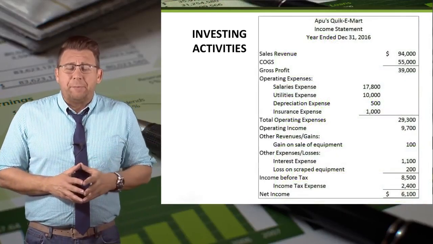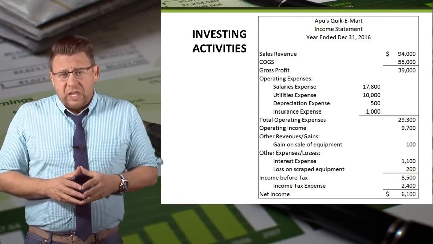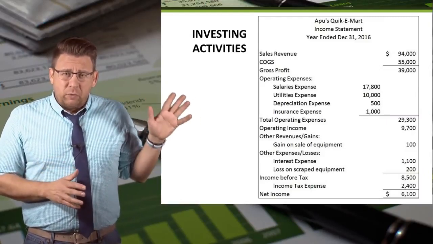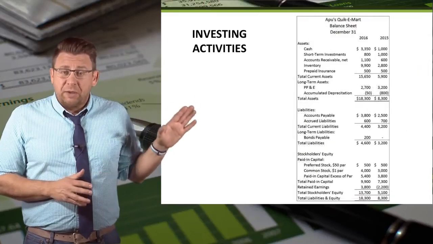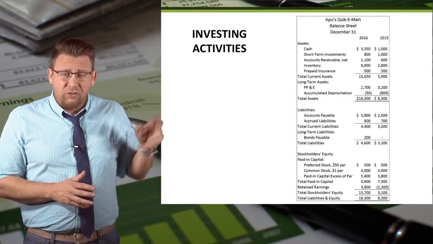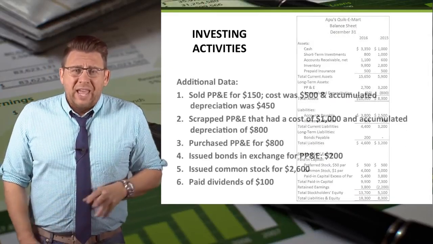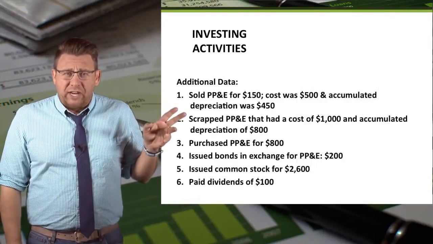So let's use the example of Apu's Quickie Mart. Here is the income statement we will reference. Here's the comparative balance sheet, and you can see the years 2015 and 2016. And finally, some additional financial data.